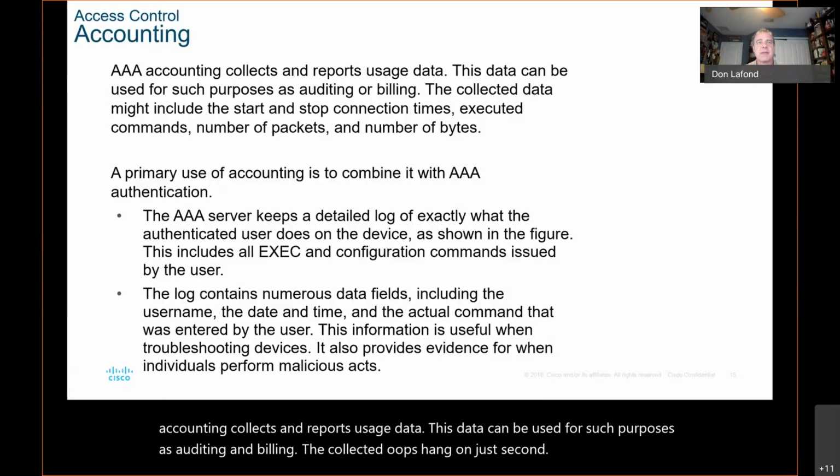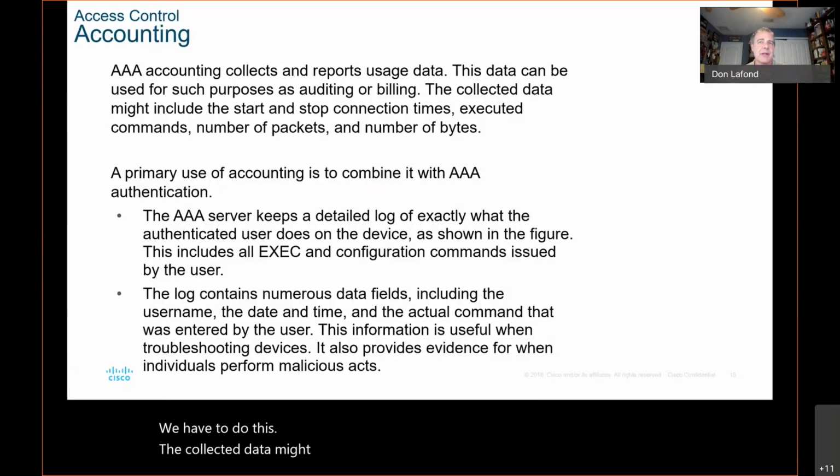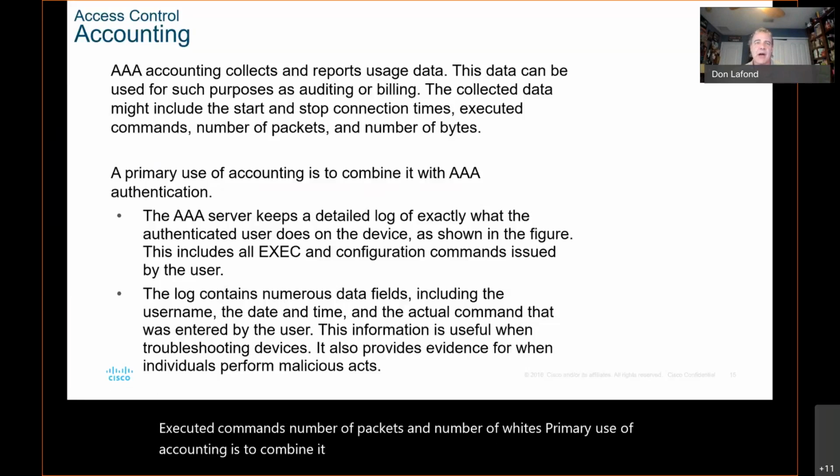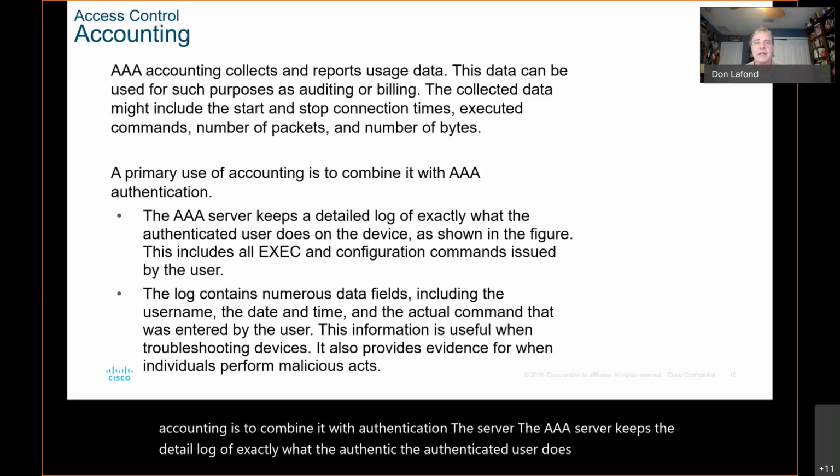The collected data might include the start and stop collection times, executed commands, number of packets, and number of bytes. A primary use of accounting is to combine it with authentication. The AAA server keeps a detailed log of exactly what the authenticated user does on the device, as shown in the figure.